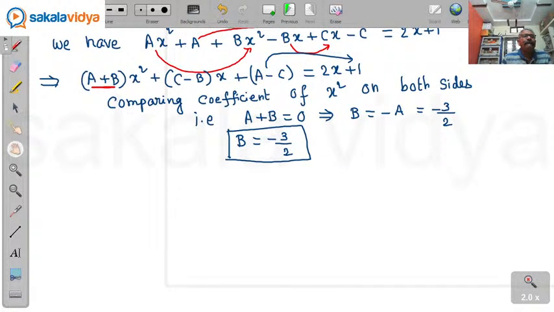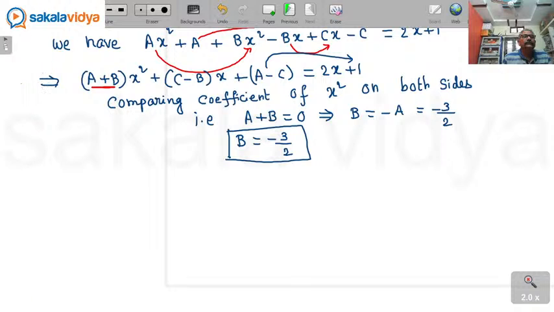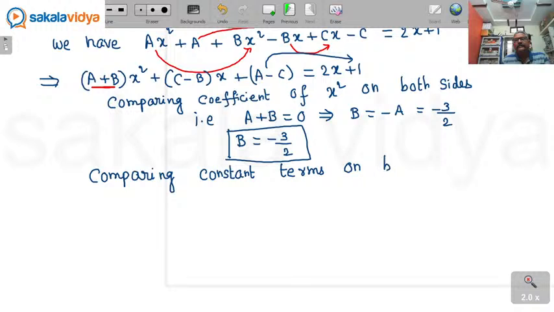Okay, now comparing constant terms on both sides. So comparing constant terms, what do you get here? The constant term is a minus c, here 1. A minus c equals 1. But we need the c value. That implies c equals a minus 1.